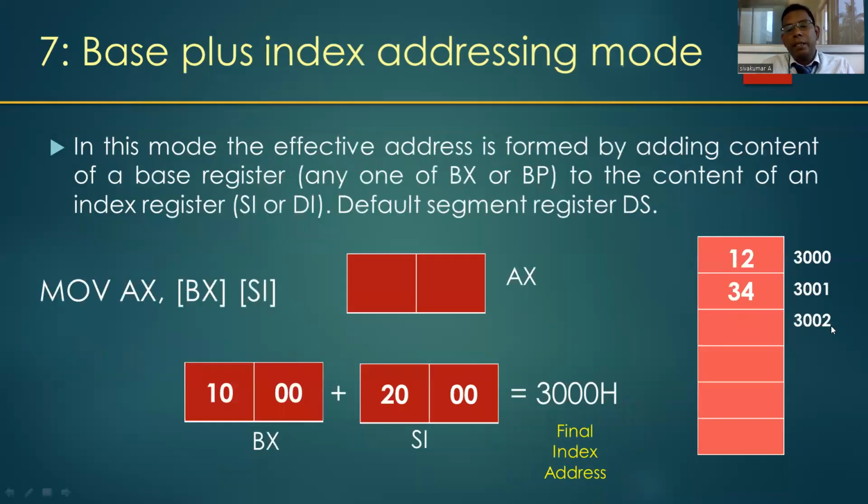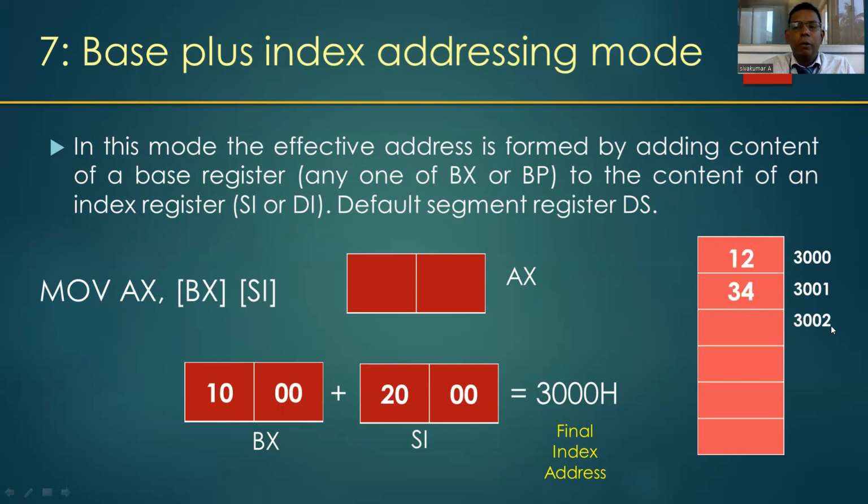Next, base plus index addressing mode. In this mode, the effective address is formed by adding the content of a base register, which may be either BX or BP, to the content of an index register, SI or DI. The default segment register is DS. So we are using two registers for calculating the final address. One register is the base register, another one is the index register. So these register contents will be added.